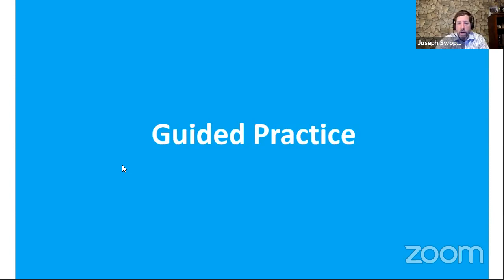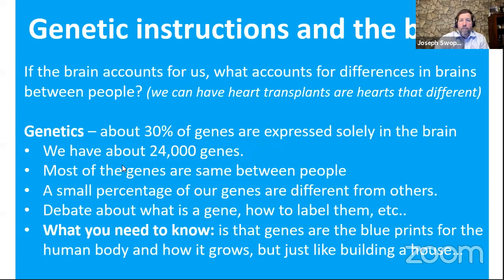Like I said, we have kind of 4 bullet points we're going to talk about. Okay, the first one is genetic instructions and the brain. And so here's an interesting, maybe rhetorical question or something to center us a little bit. If the brain accounts for us, what accounts for differences in brains between people?